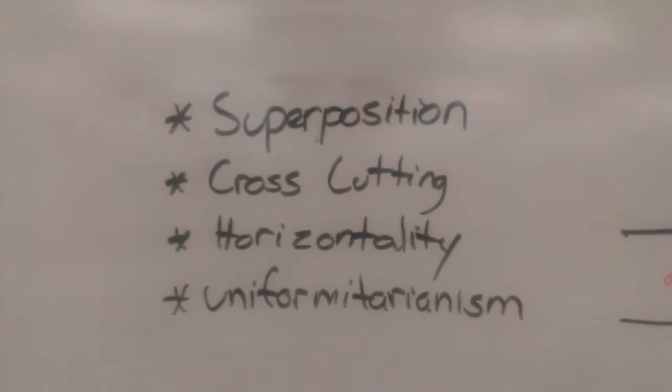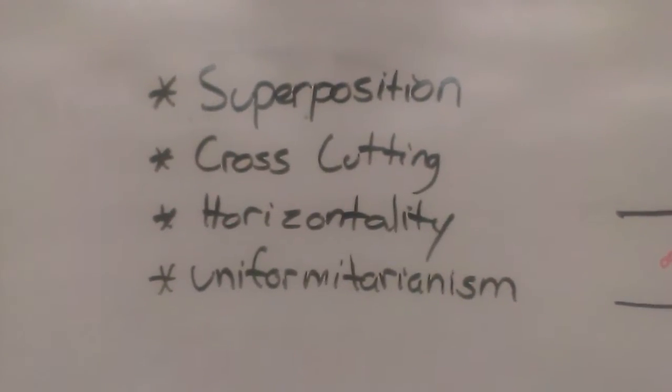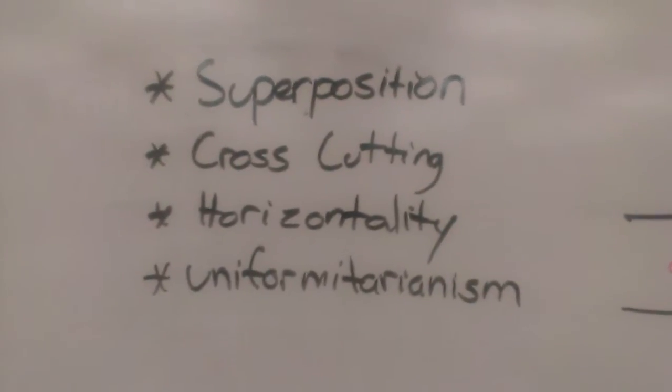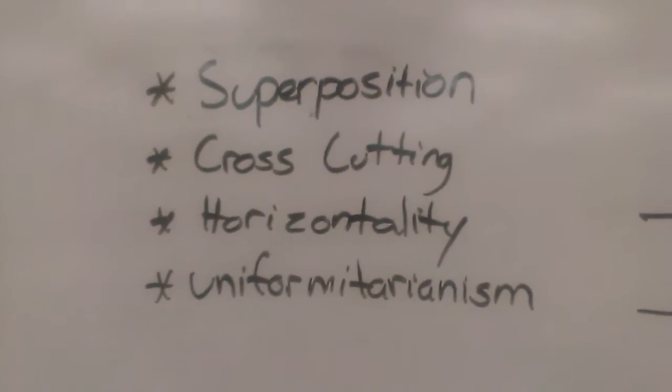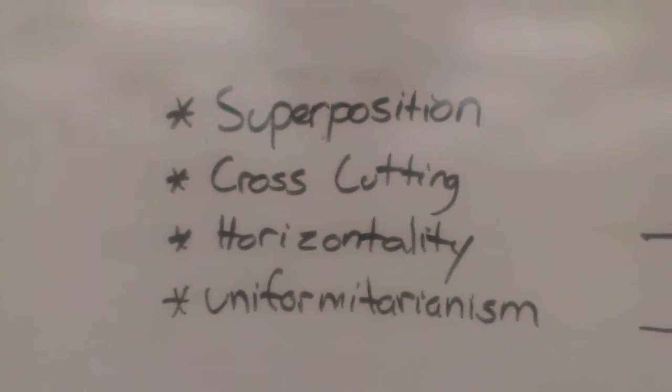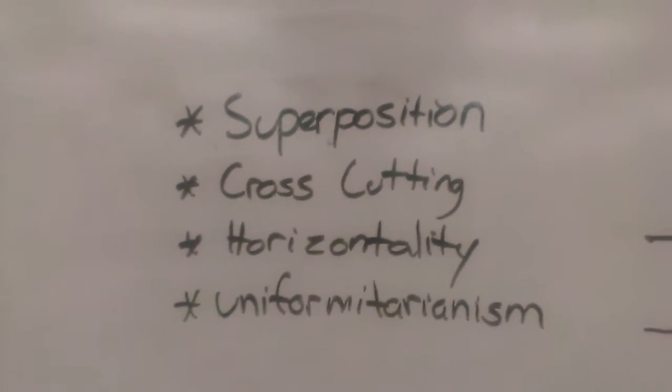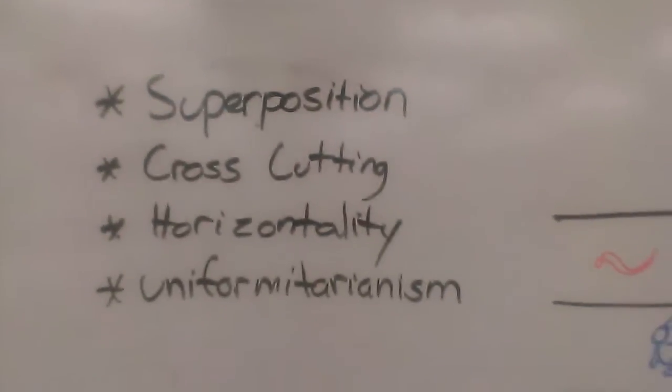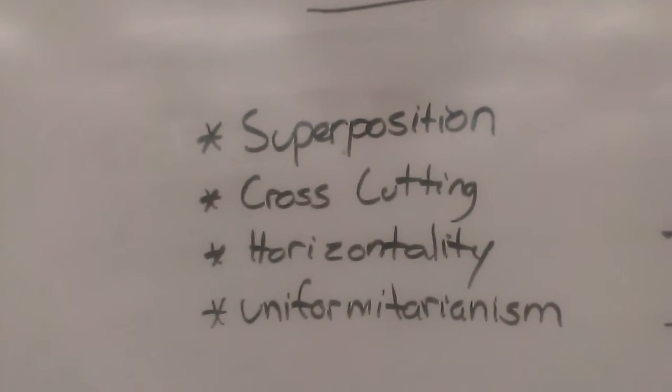And then uniformitarianism is a big word for a simple idea. It just says that things going on today are happening the same way they happened millions of years ago. So sedimentary layers still form today. They would have, millions of years ago, back when the crust was first forming.